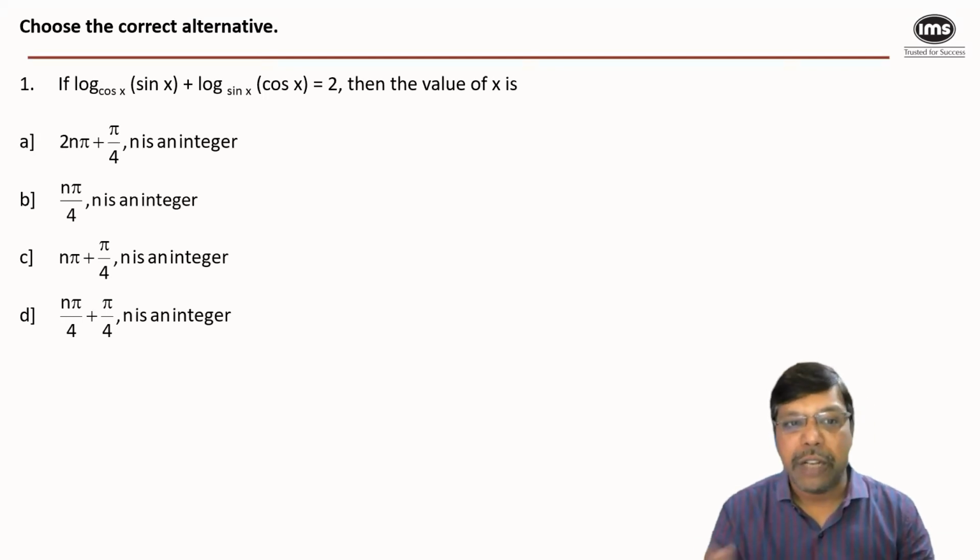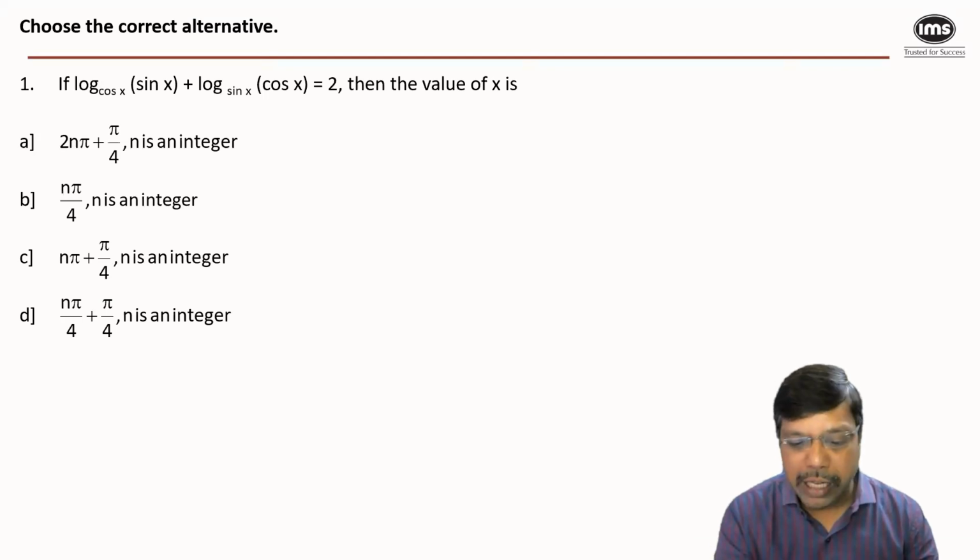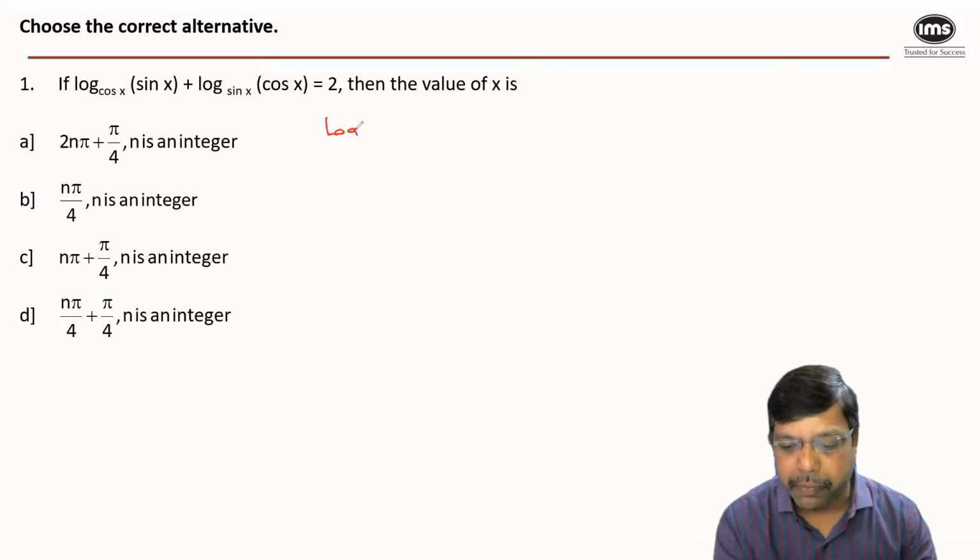For this question, let us look at the conventional method. Now, log sin x base cos x can be written as log of sin x by log of cos x, plus log cos x base sin x can be written as log cos x by log sin x, and this is equal to 2.